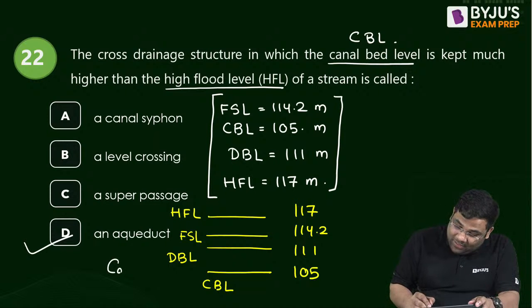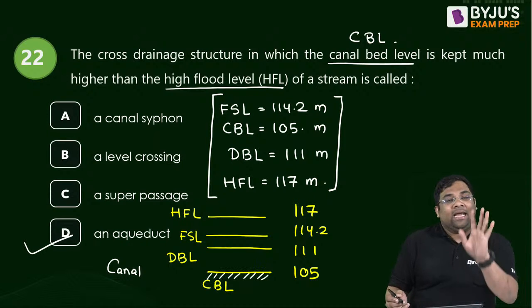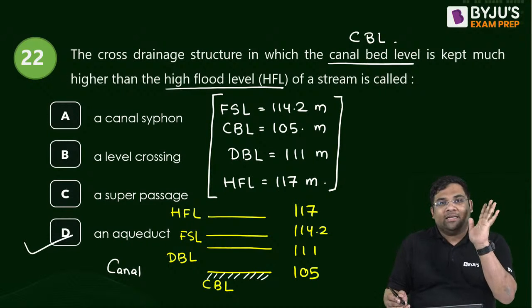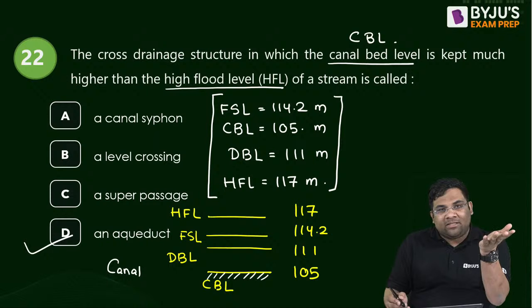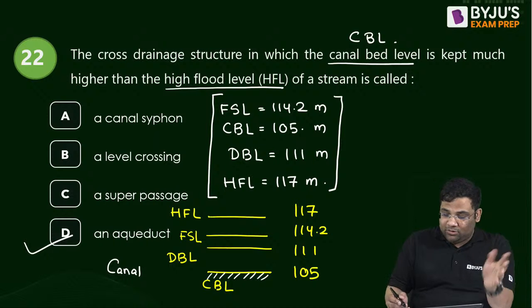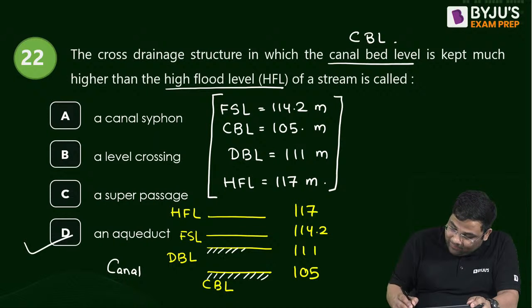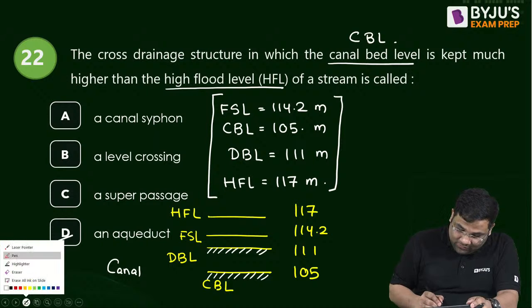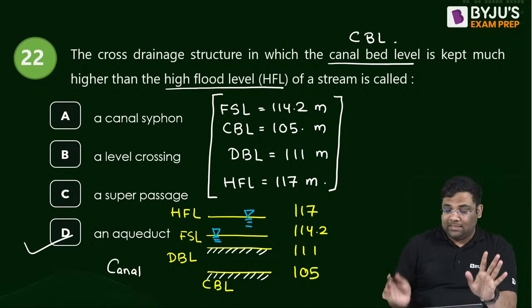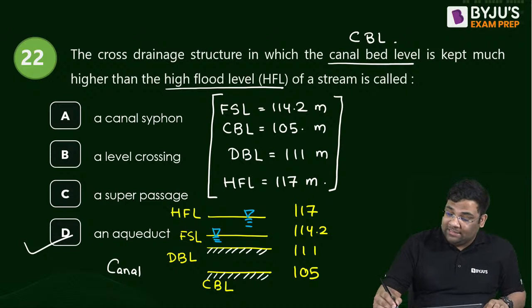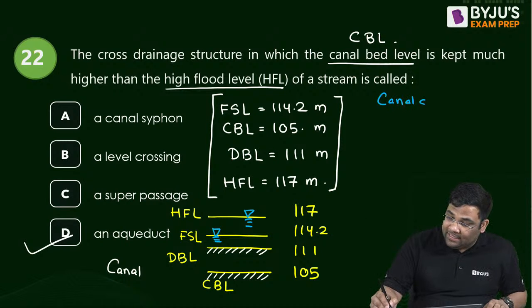Canal is below, you see. Canal is below means it cannot be aqueduct. So either it will be canal siphon or a super passage. You see here it is overlapping. This is the FSL, this is the HFL. So this is a canal siphon, or I can say simply a siphon.